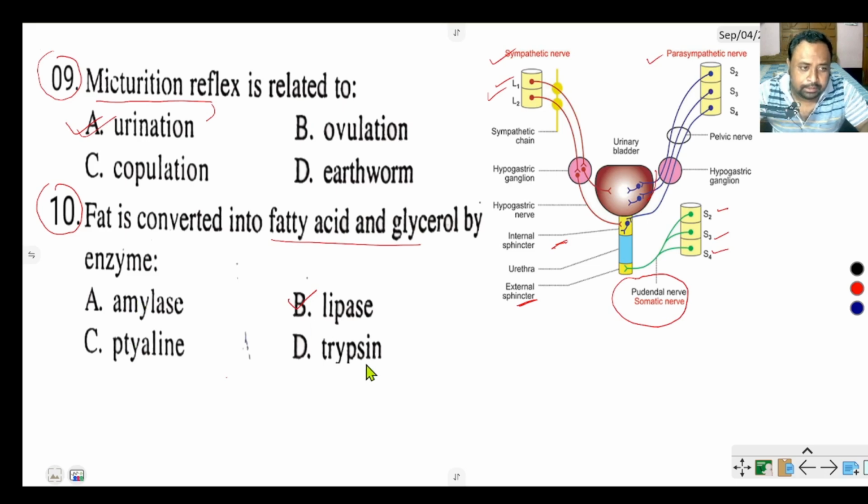And ptyalin converts the boiling starch into maltose. And trypsin converts proteins into dipeptide.